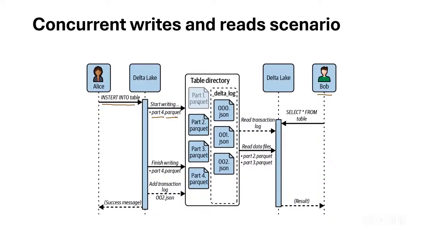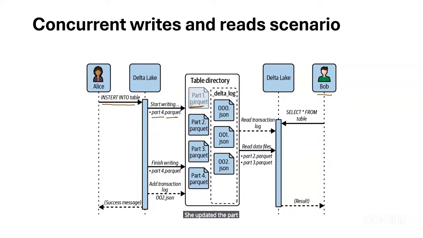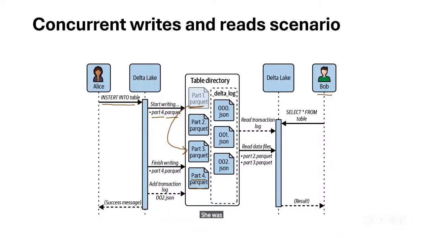Now, what happened? Keeping all the things that Alice has done to the table, she updated the part 1. So now part 1 is actually part 3. And part 2, she had made an insert and then it was not changed. It was as it is. Now Alice was trying to put part 4 parquet, which is nothing but rows in the table, but in the backend, they will be saved as part 4 parquet. She was trying to insert some rows in the backend part 4 parquet. They are incomplete.